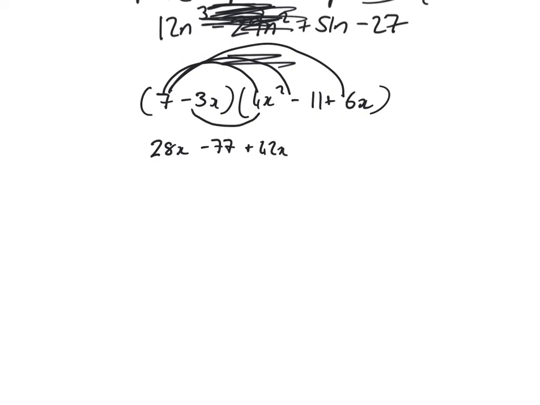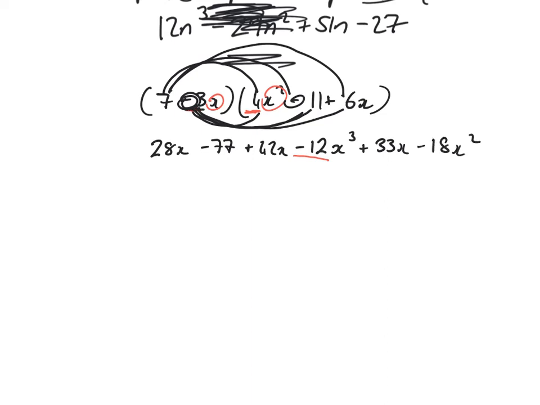Minus 3x times 4x squared, minus 12x cubed. So where's that coming from again? Well, minus 3 times 4 is minus 12. And x times x squared is x cubed. Okay, minus 3x times minus 11, plus 33x, because it's minus times a minus. And then minus 3x times 6x, minus 18x squared. Minus 3 times 6, minus 18, x times x, x squared.